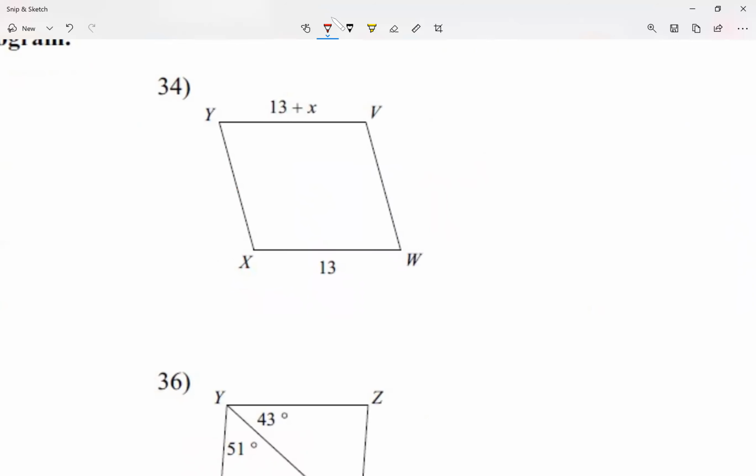Looking at number 34, this measurement, we're talking about sides. Again, we're talking about sides because the measurement is outside. But I know this measurement is equal to this other measurement. So I'm going to say 13 plus x is equal to 13. Let me separate them with the equal sign. To get the x by itself, this positive 13, let me cancel it out. I'm going to move it to the other side as a minus 13. So I get x is equal to 0. Right? 13 minus 13 is 0. So there you go. X is equal to 0.